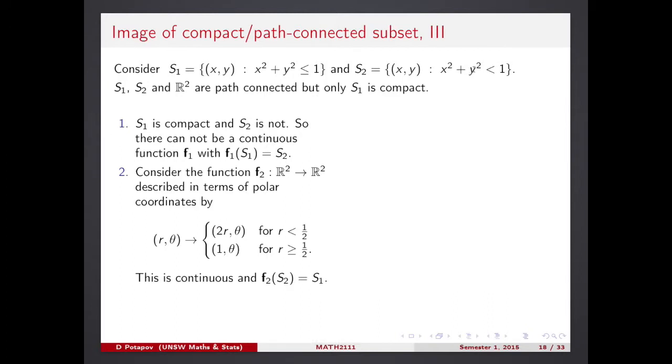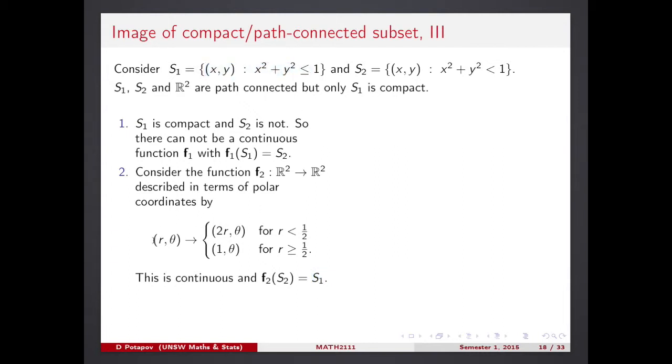Second one, well, the other way around, it says the answer is yes. Yes, we can come up with a map. And if you say so, you have to produce some map. And that's what is suggested. Well, the map is given in terms of polar coordinates. We were looking at the map F2, which takes S2, this open disk of radius 1, into the closed disk, S1. So here's a suggestion for the map.